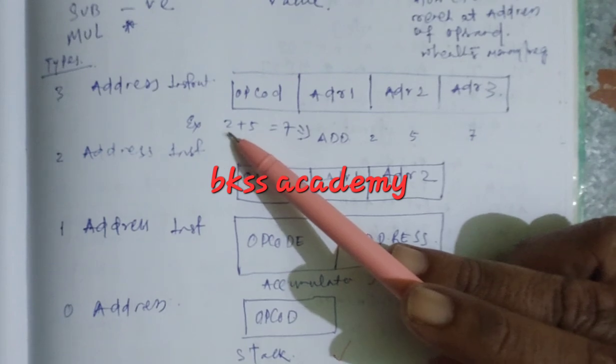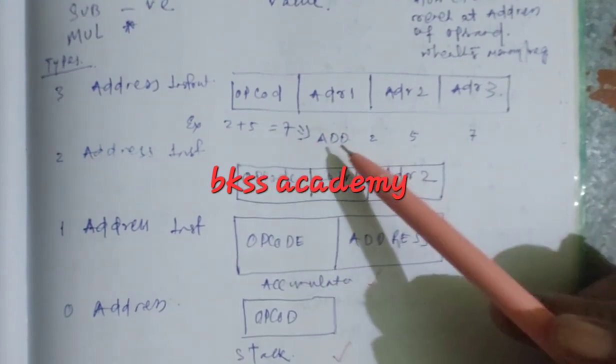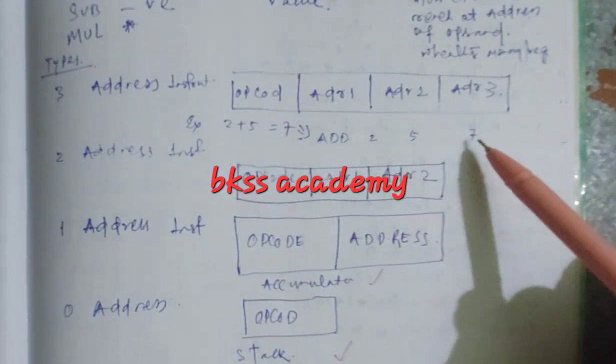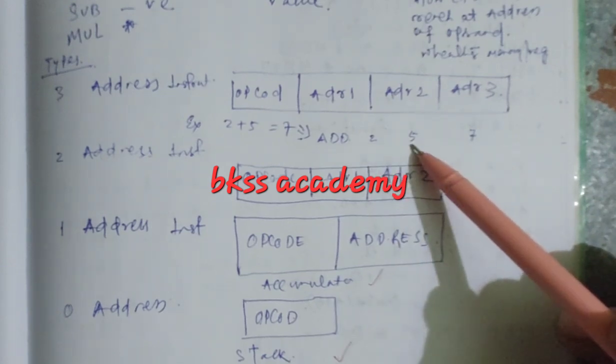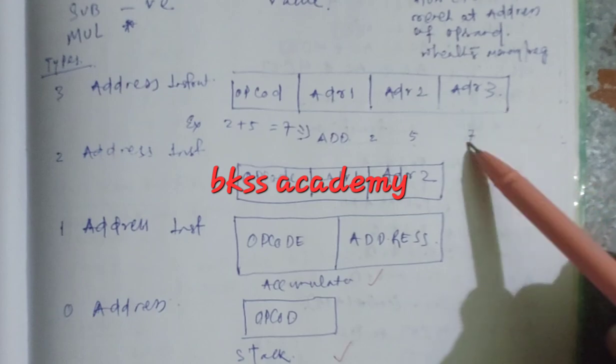An example of 3 address is 2 plus 5 equals 7. That means add 2, 5, 7. That means the values at addresses 2 and 5 will be added and stored at address 3.